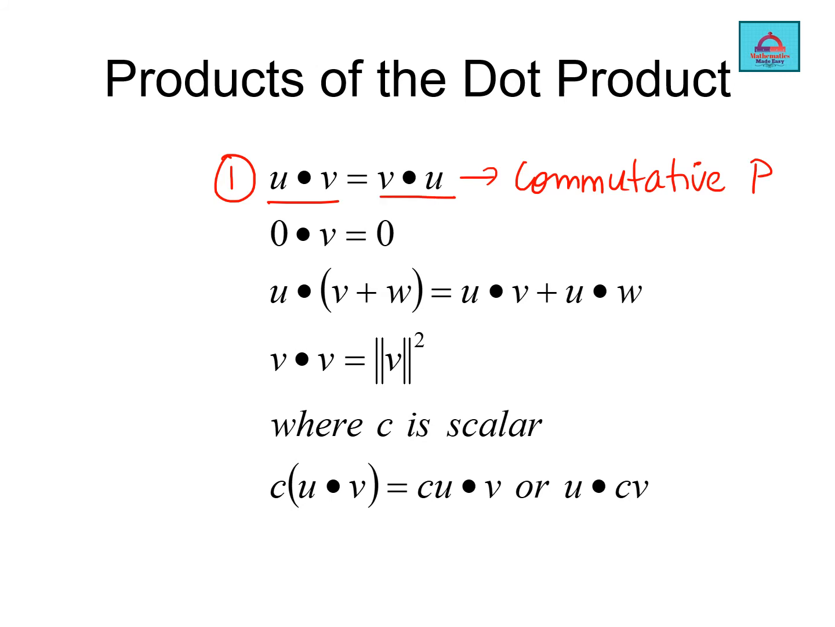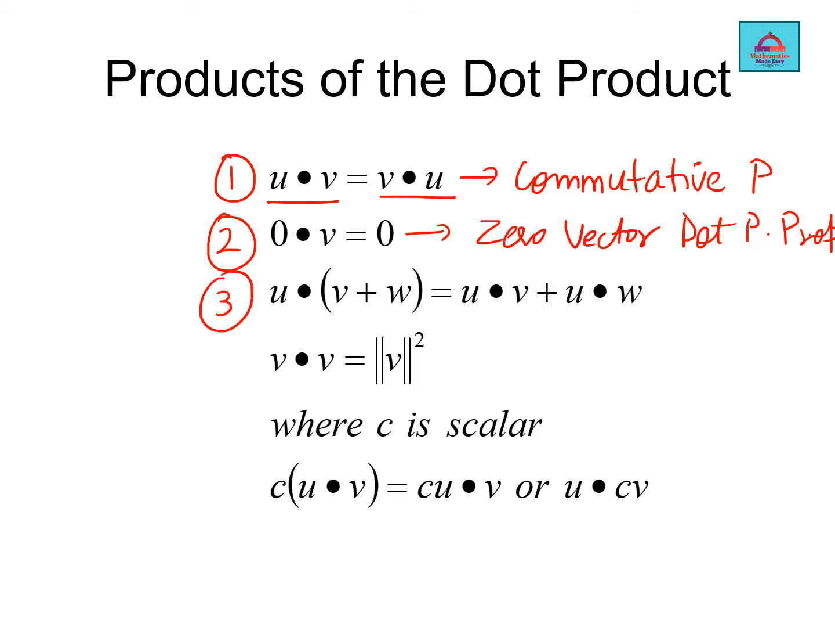That's the first property. Second one, where you have a zero vector, is called the zero vector dot product property. A zero vector multiplied with any vector would obviously give you zero. Why zero vector? Because one vector is zero. So this is the zero vector dot product property, the second one.